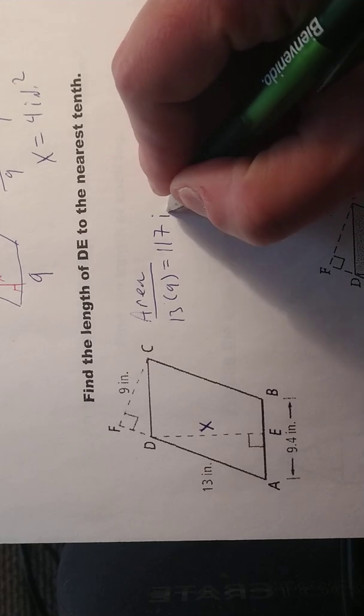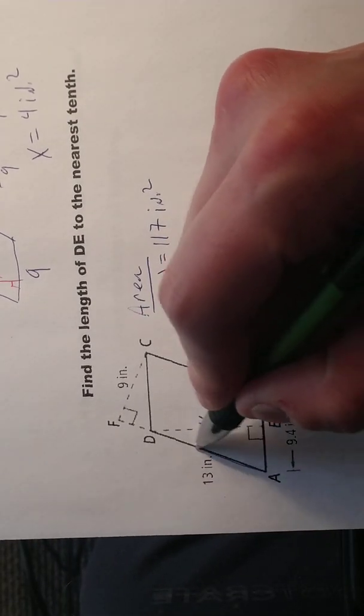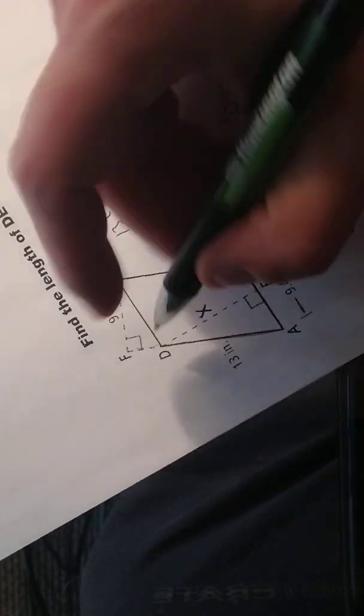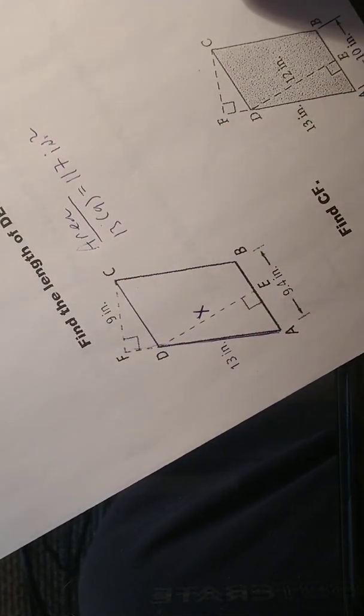117 inches squared. Okay? So that was when this was the base, and that's my altitude. Now remember, this right here is the base, just the part that's part of the parallelogram, not the little piece that's going out getting to the height. Okay?